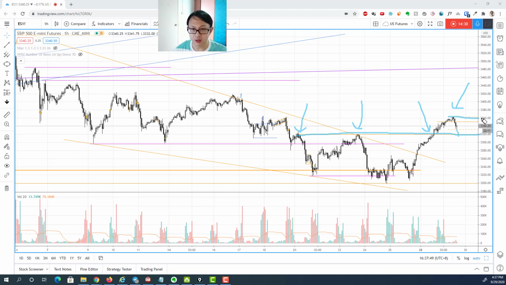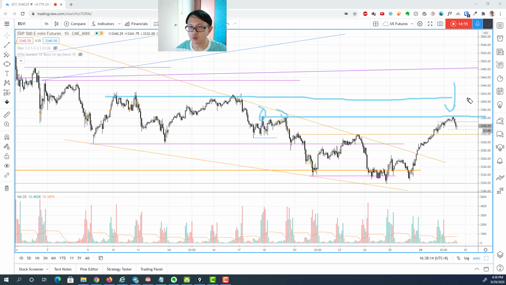Otherwise, if we can have another breakout of this 3360 immediate resistance level, that could become a nice breakout trade as well. But bear in mind, the immediate resistance level is right at 3360, because you can see that we have one touch, a second touch, and on this third touch we have a reaction. The next level that I'm watching is at around 3420, followed by 3450.